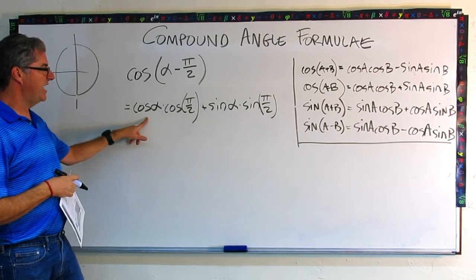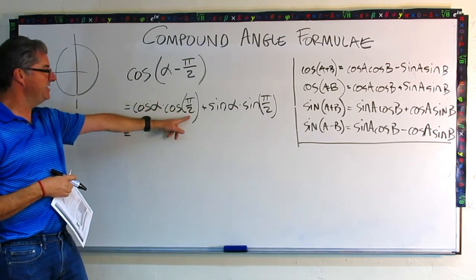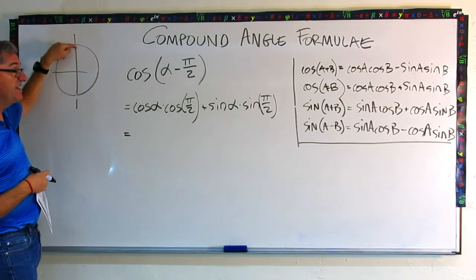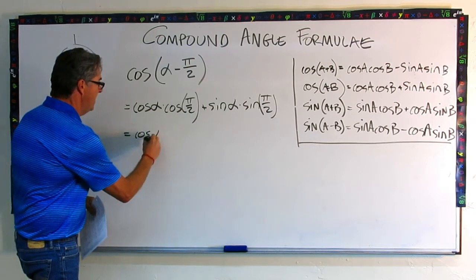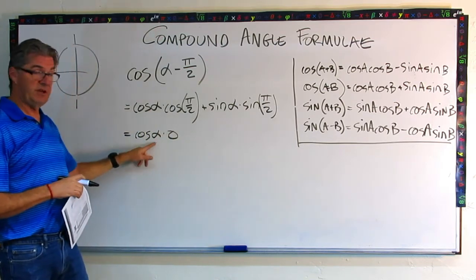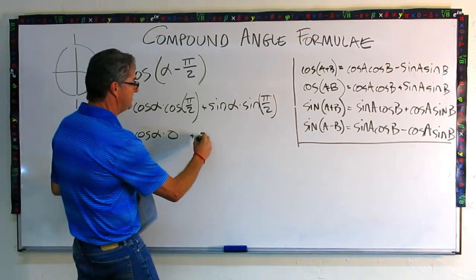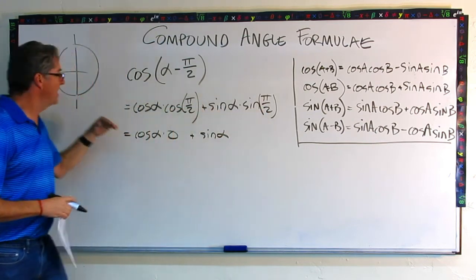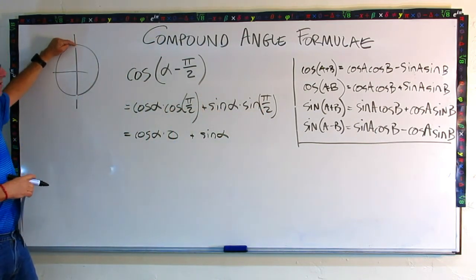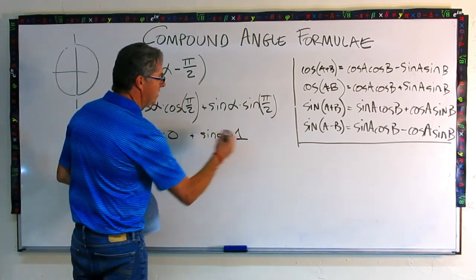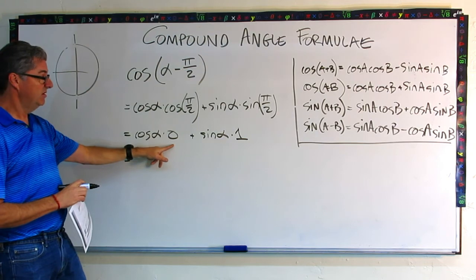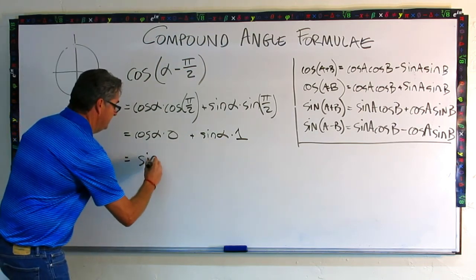Cosine alpha, we don't really know what that is, but pi over 2, we know that's 90 degrees. Cosine at 90 is right up there, cosine x-coordinate. Cosine 90 is 0. So this is cosine alpha times 0. We know that's going to go to 0. Now we have sine alpha here, and we need to know the sine of pi over 2. So what's the sine of 90? Again, we've rotated up to the top of the unit circle. The y-coordinate there, which is sine, is 1. So that's sine alpha times 1. So, check this out. That becomes 0. Sine alpha times 1 is just sine alpha.